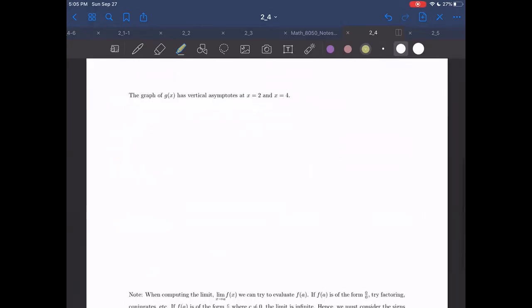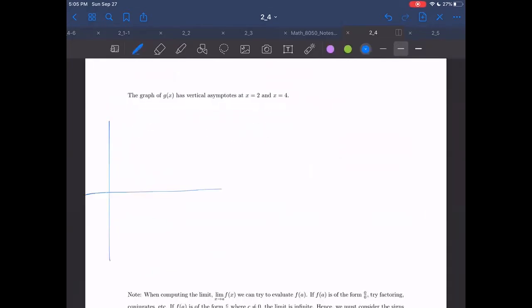All right, so if we're doing an example here, we look at a graph that we will say has a vertical asymptote at 2 and at 4.